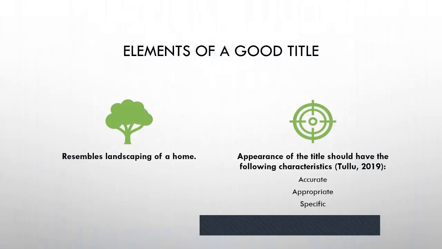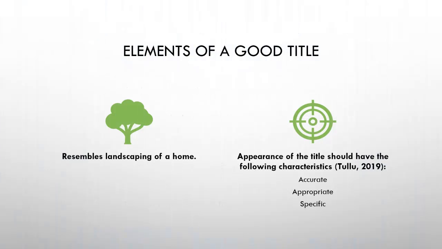The title provides the first detail or look into the scope of the research article. Therefore, the name of the title could be considered as the front door or landscaping of a home. The appearance of the title should include accurate, appropriate, and specific elements of the publication, coupled with the appeal of the study itself, according to Tulu. The details of the title should be descriptive and neutral and relative to the overall scope of the study.